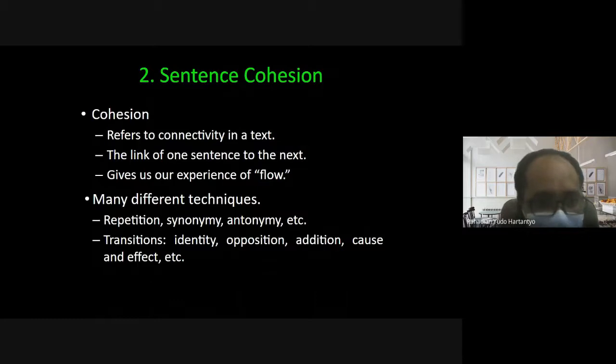There are many different techniques to achieve cohesion in a paragraph. You can use repetition or synonymy or antonymy, etc. And also you can put in a connection, or we can call this a transition, for example identity or opposition or addition or cause and effect, etc.